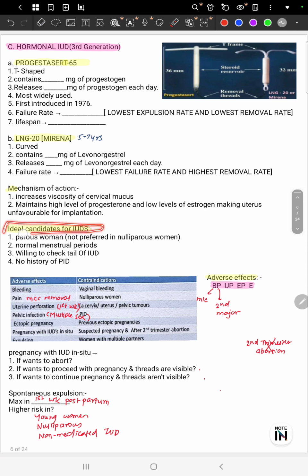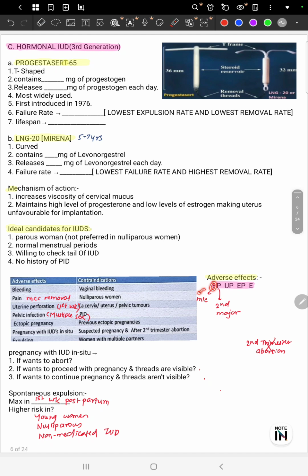Now, the ideal candidates for IUDs are the parous women. So generally we know, I have already told you, that in nulliparous women we do not insert it. In young women also we do not prefer it. Why? Because there are chances of removal. Then normal menstrual periods, those who are willing to check the tail of the IUCD, and there is no history of pelvic inflammatory disease. Now what are the adverse effects? The adverse effects associated with this are BPUPE. So B stands for bleeding, P stands for pain, UP stands for uterine perforation, E stands for ectopic pregnancy.